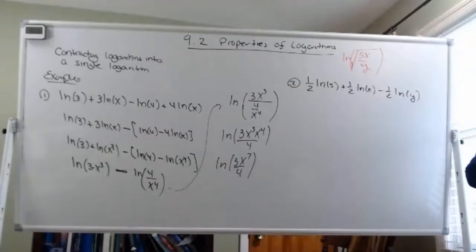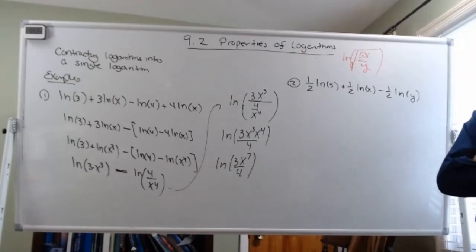I'll get the natural log of the square root of 5x over y. Anyone want to see how I did that?